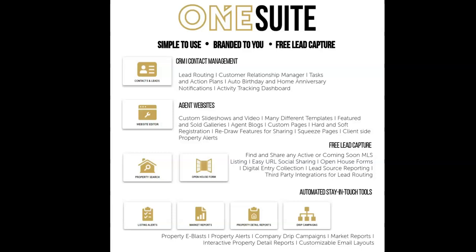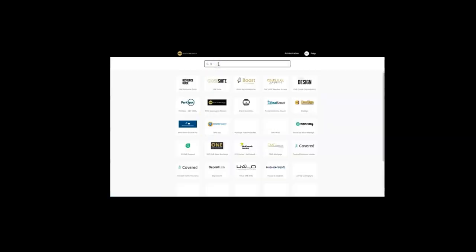OneSuite is your custom CRM and business website platform with some key stay-in-touch tools that keep you in front of your clients. There are some savvy lead generation features as well that I will go over a little later. At Realty One Group, all members get their own OneSuite instance. Simply click on the OneSuite tile from your OneLogin dashboard. If you don't immediately see it, please type in the top bar OneSuite and click on the tile.